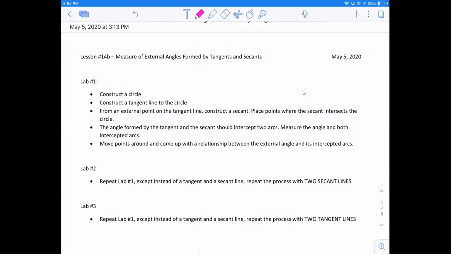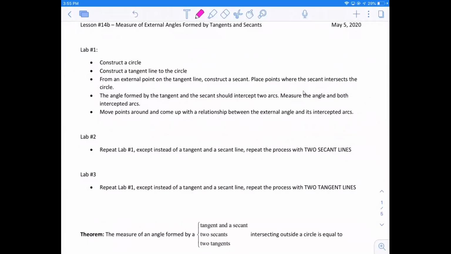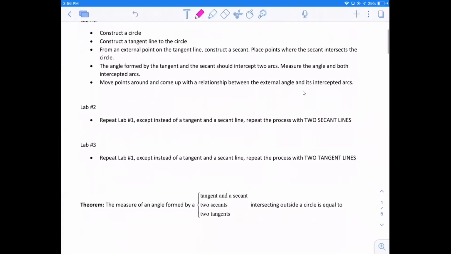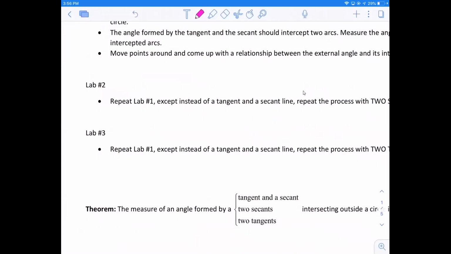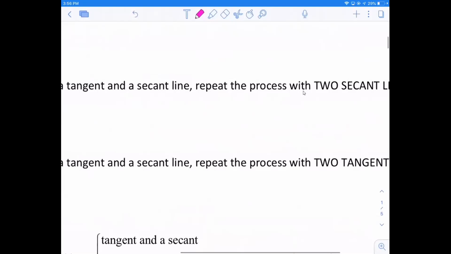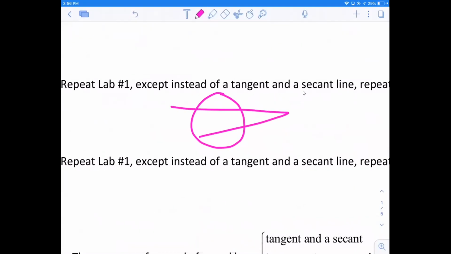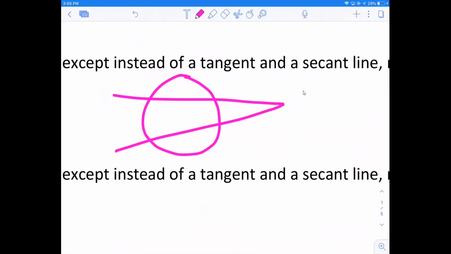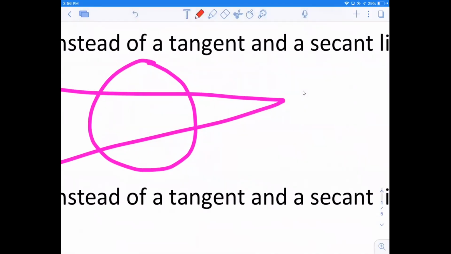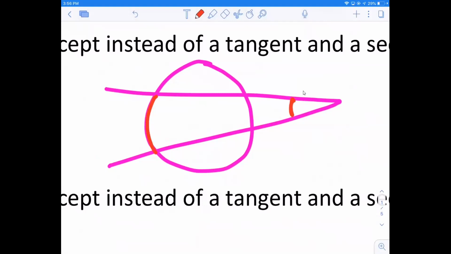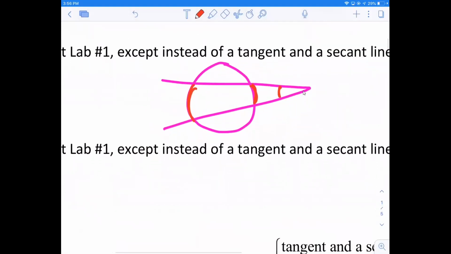And we have just shown that relationship for the external angle formed by a tangent and a secant. You're going to repeat the same thing for labs 2 and 3, except for lab number 2, you're going to be doing 2 secant lines. So that's going to look something like this. If you want to try this on your calculator, you're going to be measuring this angle and these two intercepted arcs. See if you can find a relationship between those three.